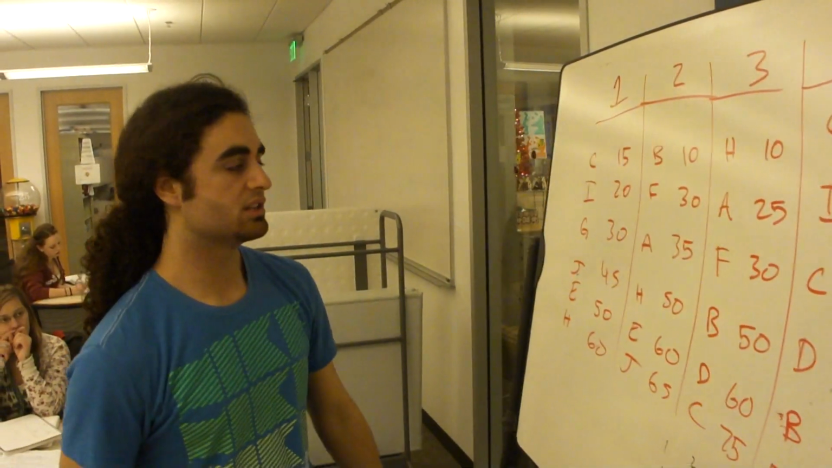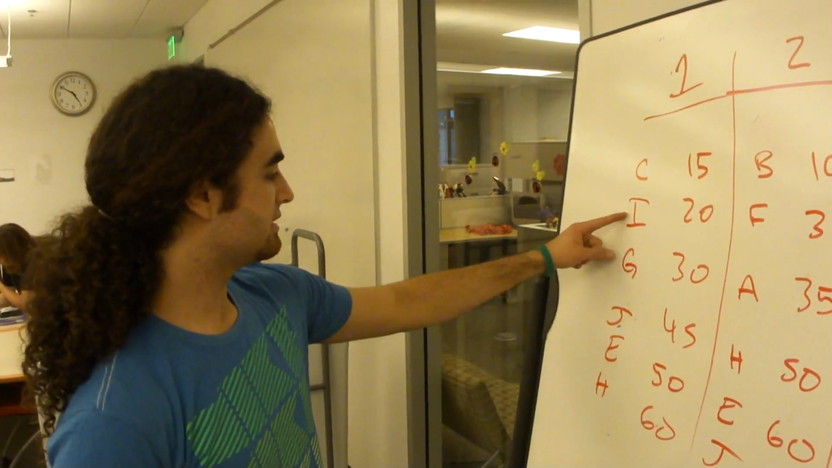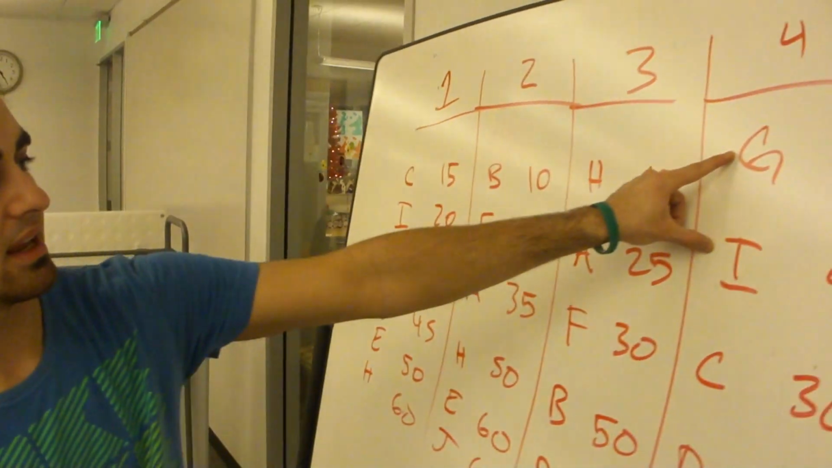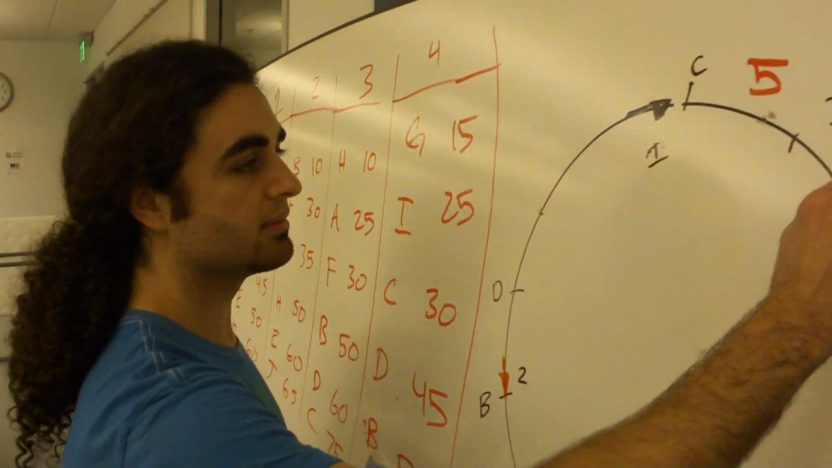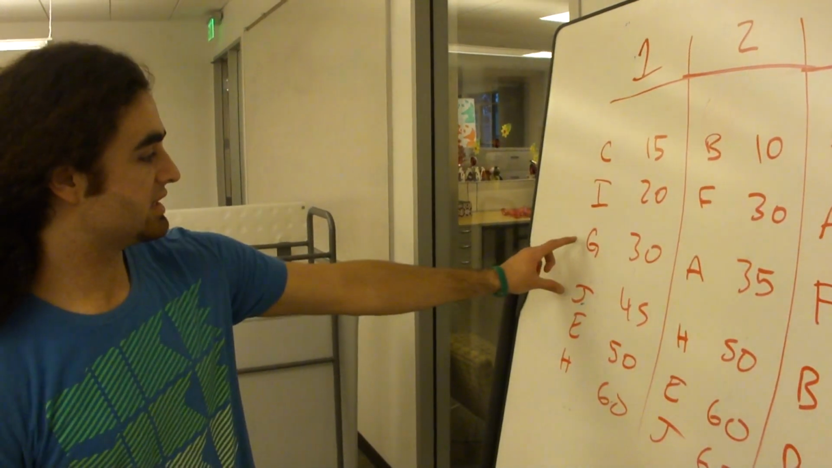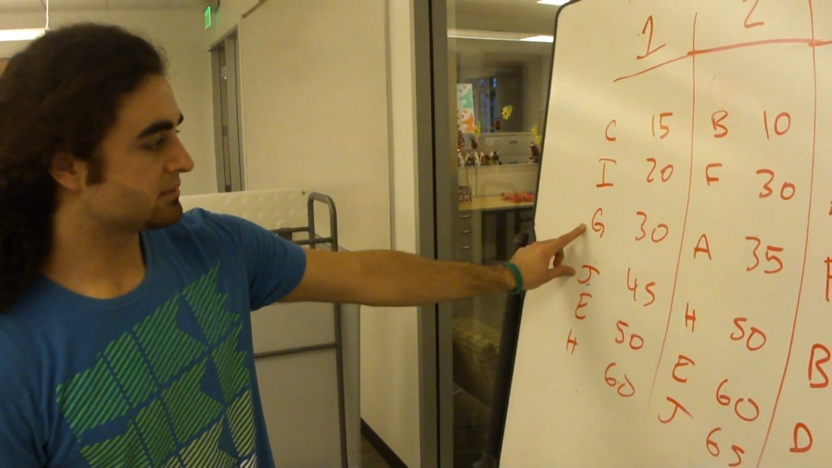Now let's look for I and G. I to G, 10 minutes. Here again, 10 minutes. Oh my gosh, you're like Sherlock Holmes. Okay, G to J. G to J, we got 15 minutes here.